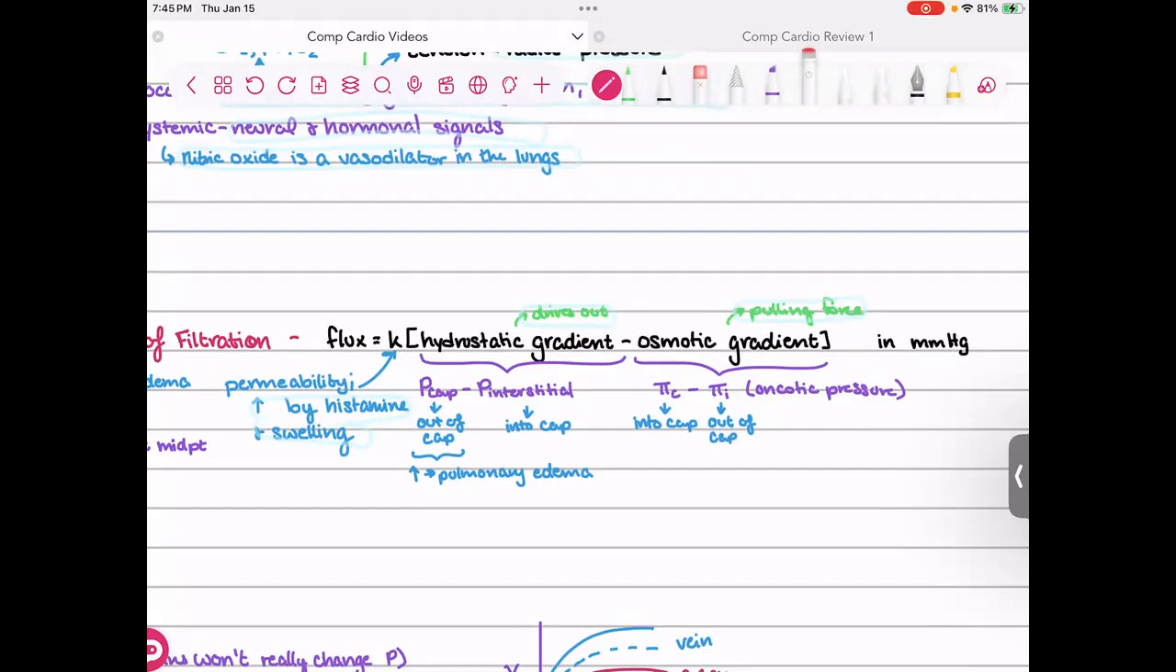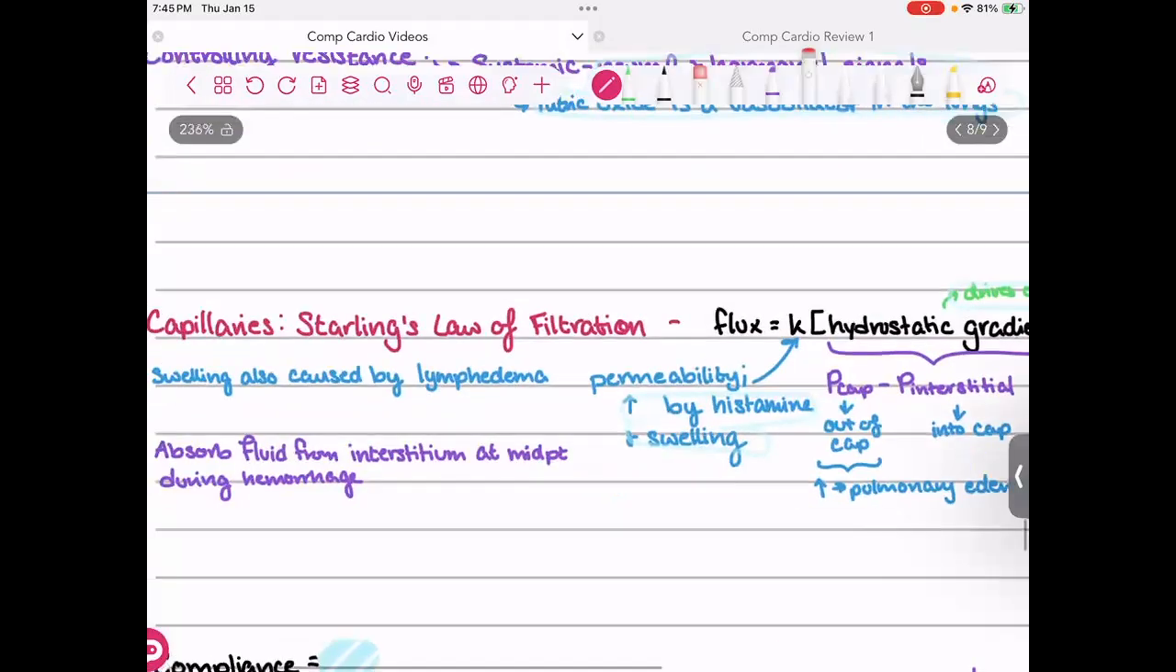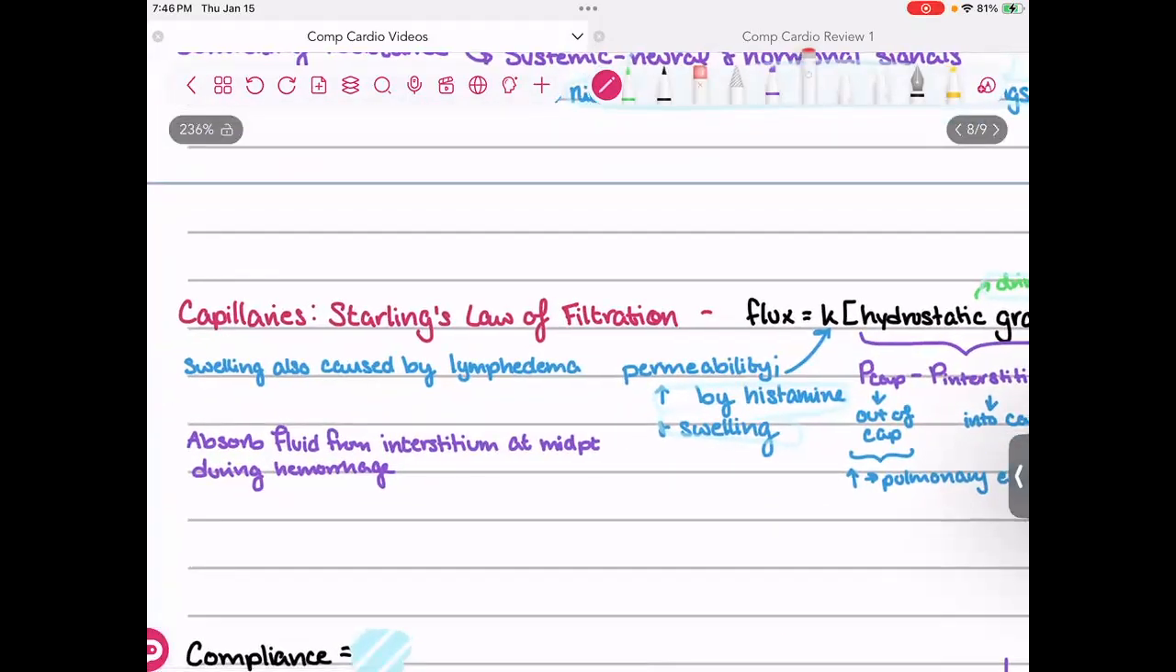into the vessels. So to calculate the hydrostatic gradient, you'd be taking the pressure at the capillary minus the interstitial pressure. So the pressure at the capillary is kind of pressure forcing it out, and then interstitial forcing the liquid in. Capillary pressure increases a lot with pulmonary edema, which is, again, that fluid buildup in the lungs. If we're looking at osmotic gradients, this is a function of the oncotic pressure into the capillary minus out of the capillary, and flux is measured in millimeters of mercury. Also cool to know that swelling is also caused by lymphedema and that you absorb fluid from the interstitium at the midpoint during hemorrhage.